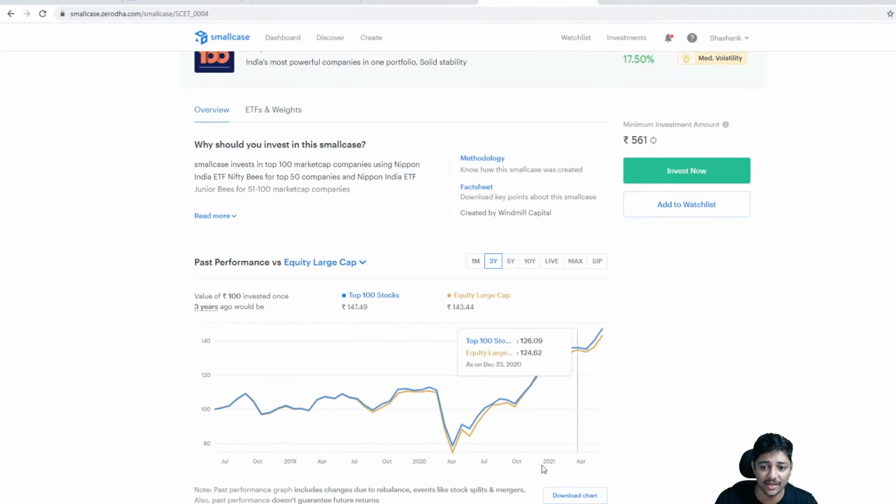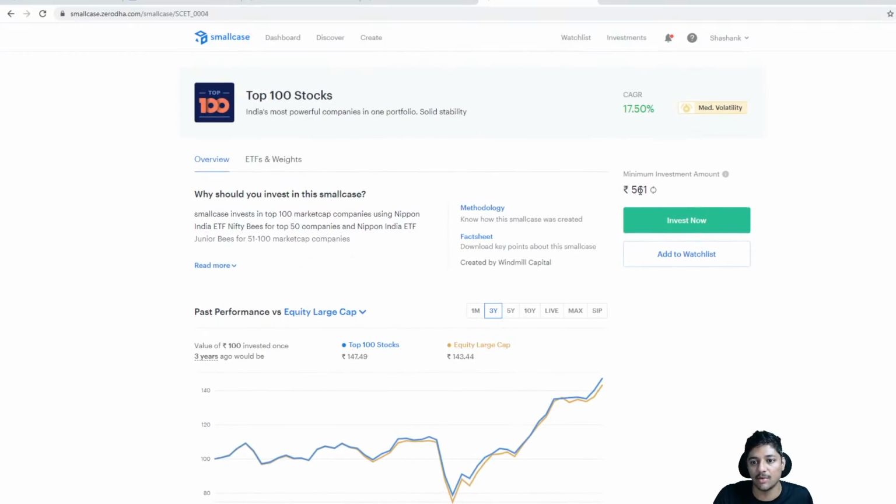Now this is 3 years. If you look at this, it has been almost equal to the equity large cap index, or outperforming it by 4%. But the real question to ask here is, if you would be investing in something like this by yourself, without looking at the large cap, would it be better? Yes. So if you really want a safe investment for the amount of 561 rupees, then I would suggest take top 100 stocks and just keep putting 500 rupees blindly. There's nothing, and it is free.